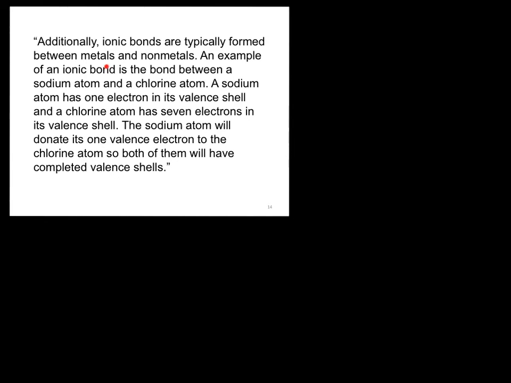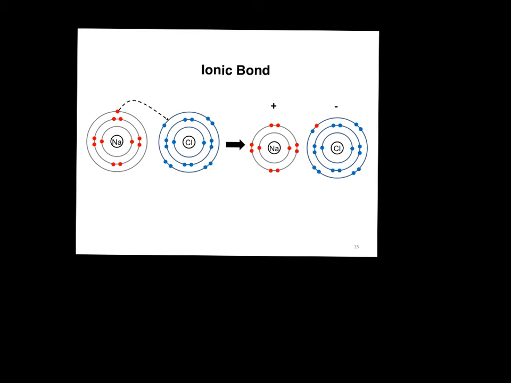And it talks additionally, ionic bonds are typically formed between metals and nonmetals, and we looked at what those are. An example is an ionic bond between a sodium atom and a chlorine atom, which we've already talked about numerous times. A sodium atom has 1 electron in its valence shell. A chlorine has 7. Group 1, group 7. The sodium atom will donate its 1 valence electron to the chlorine atom, and both of them will have full outer shells, full valence shells. So here's the example. It's really clear.